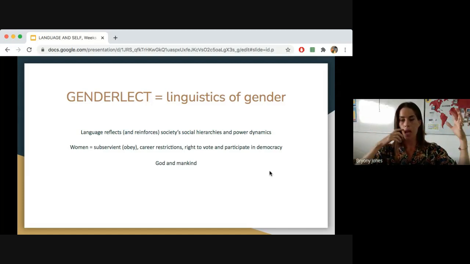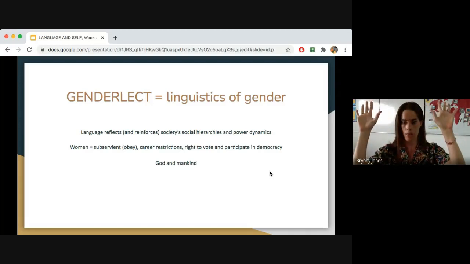And I'm sorry, I hope that this isn't, it's controversial, right? So I'm just gonna lay it out there. This is what the argument is, whether you agree with it or not. But typically, the way we use language reinforces this idea of man as superior and dominant. Okay. It's just a historical fact.